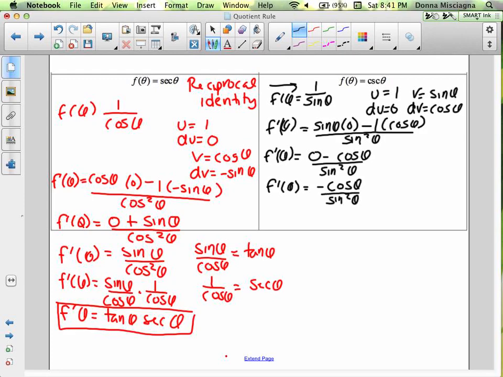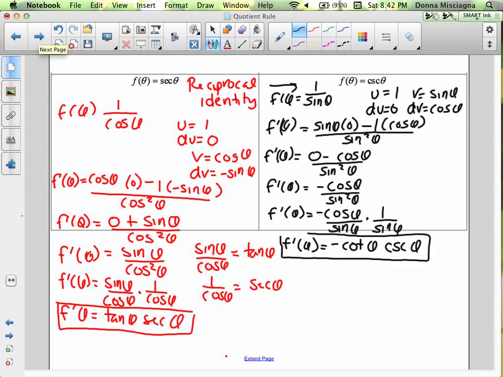And I'm going to split this up again. I don't want any squares. So f prime of theta is, let's put negative cosine theta and sine theta together, and then times 1 over sine theta. Cosine theta over sine theta, that's going to be cotangent. So f prime of theta is negative cotangent theta. 1 over sine theta, that's going to be cosecant theta. And there you have it. There's the derivative for cosecant theta. And now we have all 6 trig derivatives.